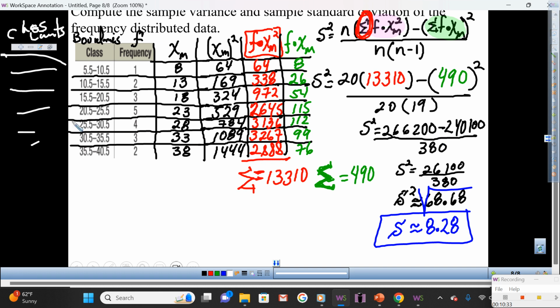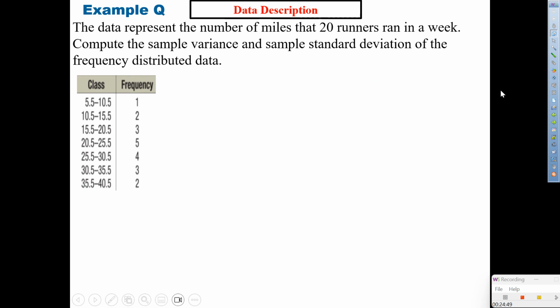Now, Mr. Q, why are you telling us about the setup of the table? Well, what if they give us data that's not in the table?